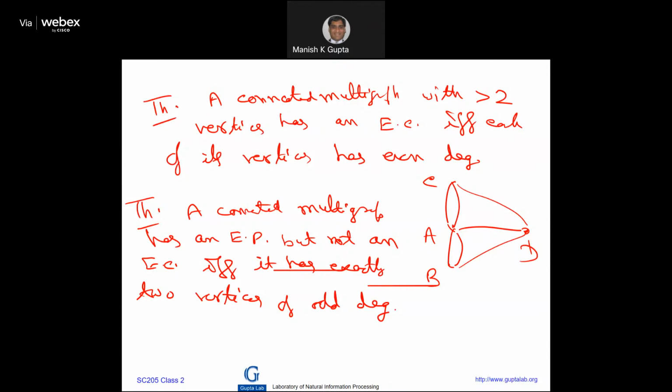I think one direction is fairly straightforward. If it has an Euler circuit, it will have every edge, right? When you walk around a path, if you are entering a vertex, you will also go out of the vertex. So the degree of the vertex will be even anyway. One side is easy; the other side you can take a cup of tea and try to prove.